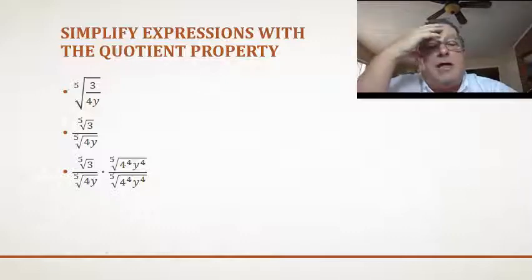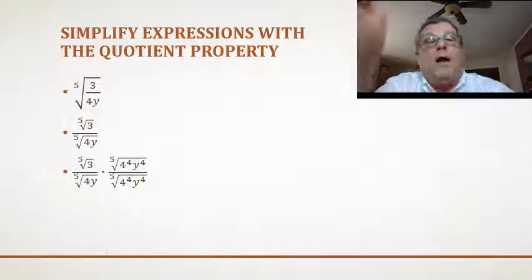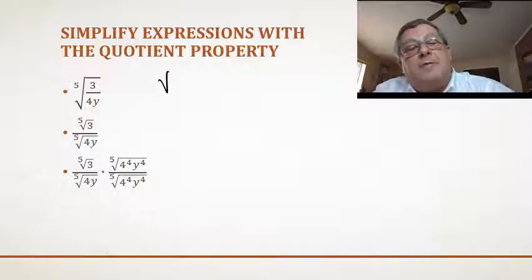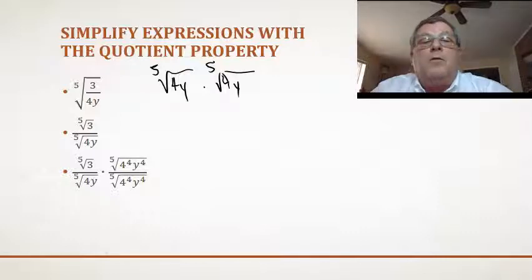And this is where some of the challenge will come in. I can't just take the fifth root of 4y. Let's just say I did. Let's say I took the fifth root of 4y times the fifth root of 4y. Well, if I multiply those two together, what would that do for me?